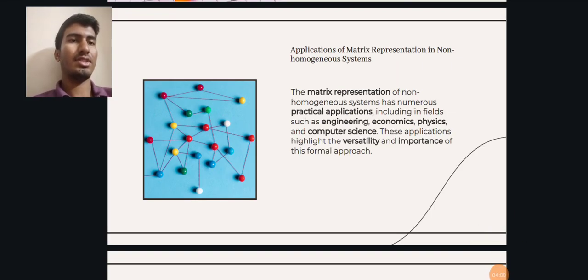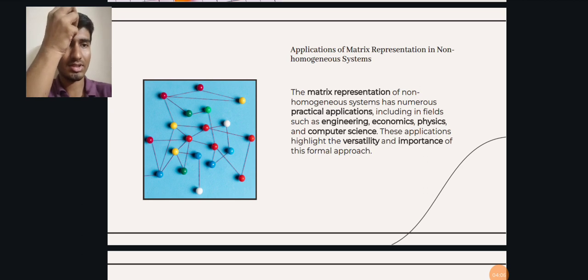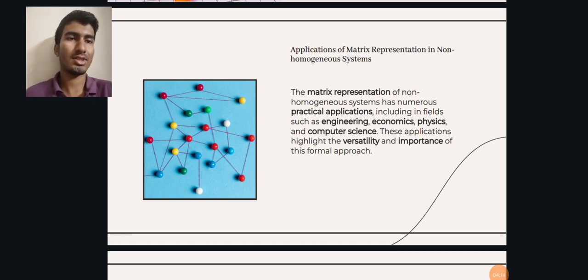Matrix representation of non-homogeneous systems has numerous practical applications, including fields such as engineering, economics, physics, and computation. These applications highlight the versatility and importance of this formal approach.